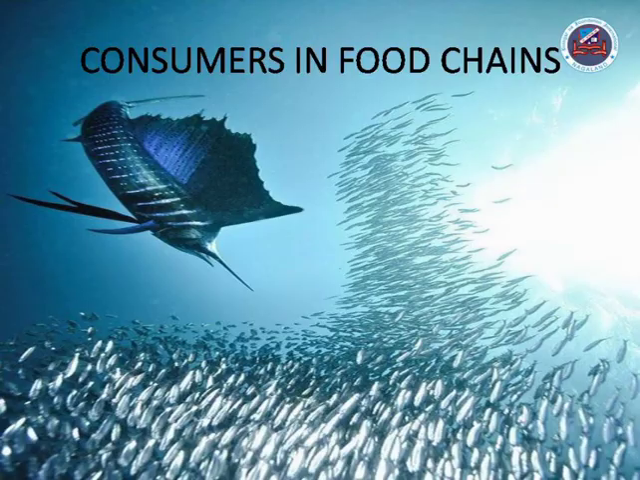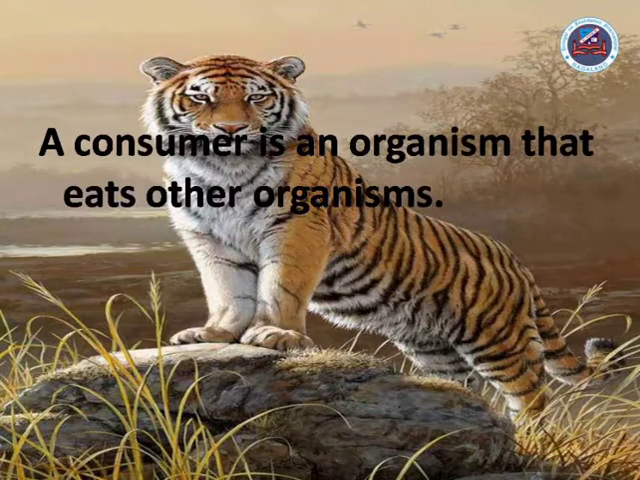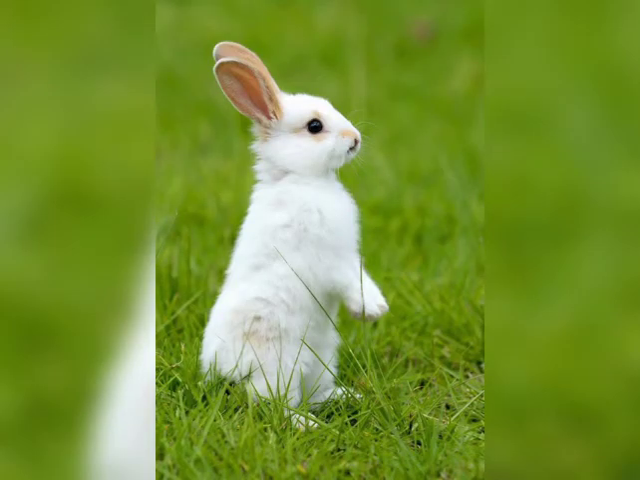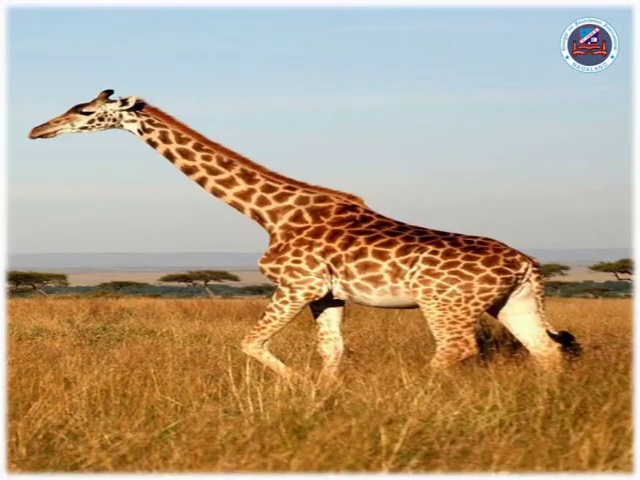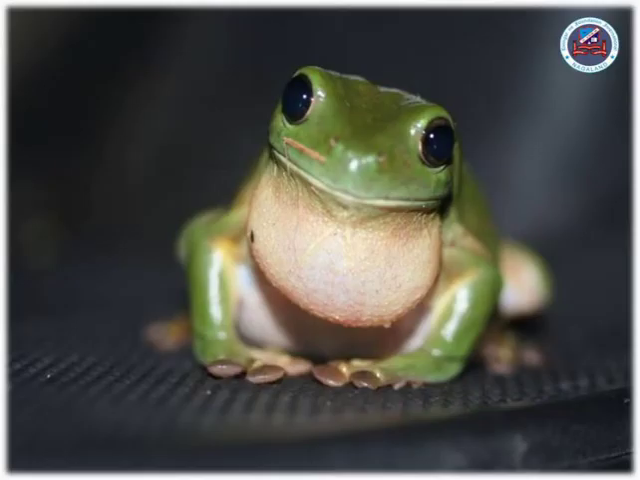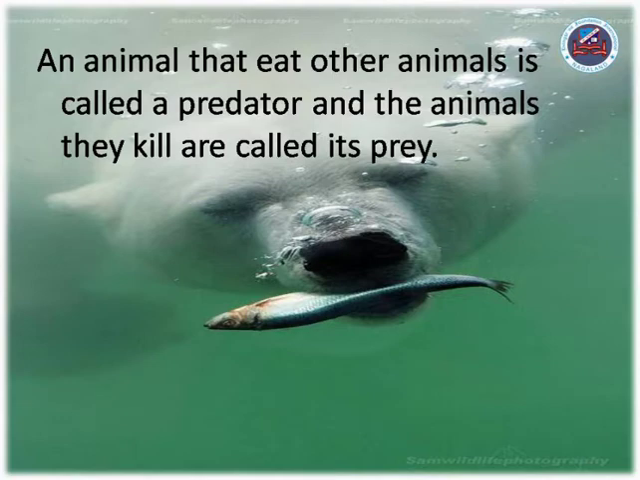Next we have consumers in food chains. A consumer is an organism that eats other organisms. Some animals eat mainly plants like rabbit, cow, and giraffe. Some animals eat other animals like frog and snake. An animal that eats other animals is called a predator, and the animals they kill are called its prey.